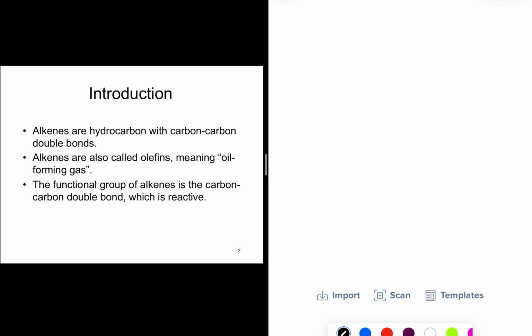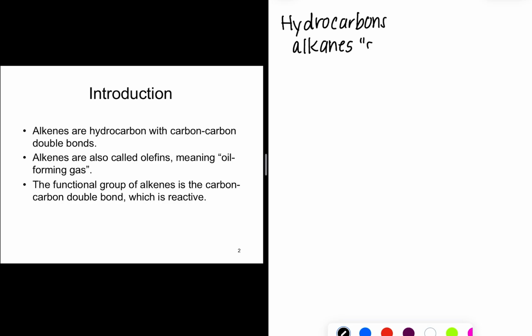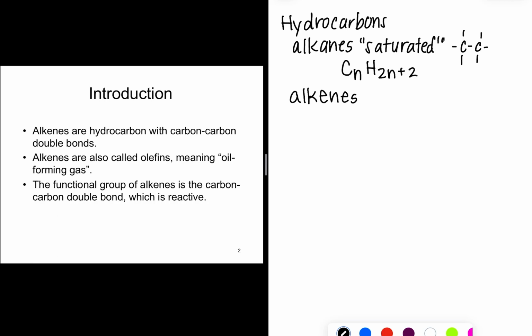So let's recall just our hydrocarbons. We have a few classes here. We have our alkanes. Those are saturated with carbon-carbon single bonds only. And those have a general molecular formula CnH2n plus 2. Then we have our alkenes, and those are going to have at least one double bond.